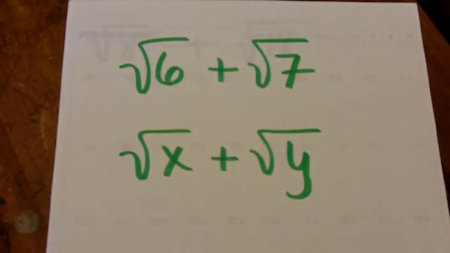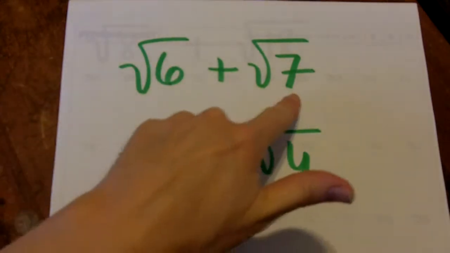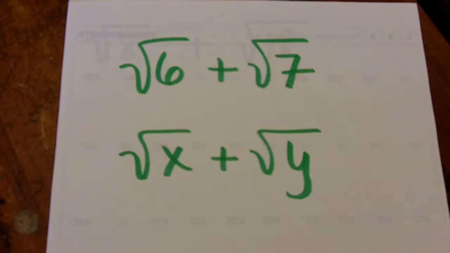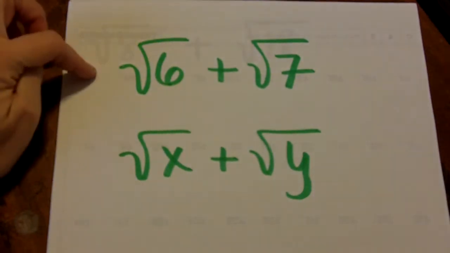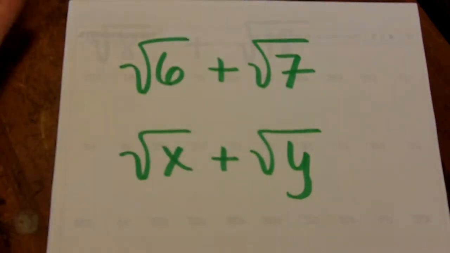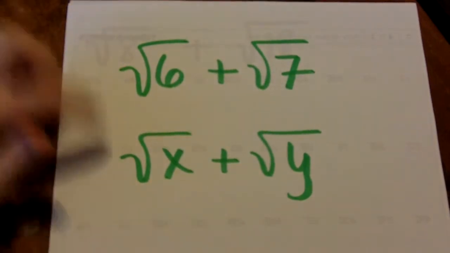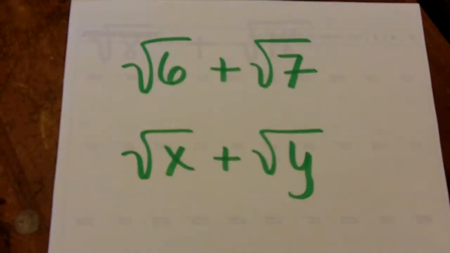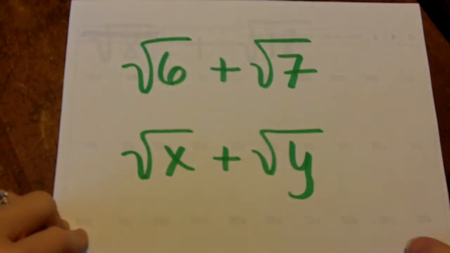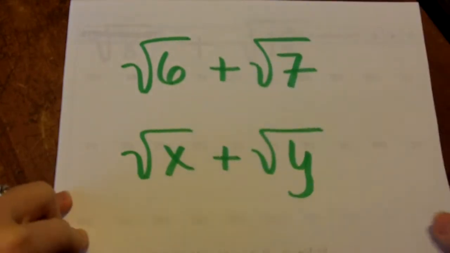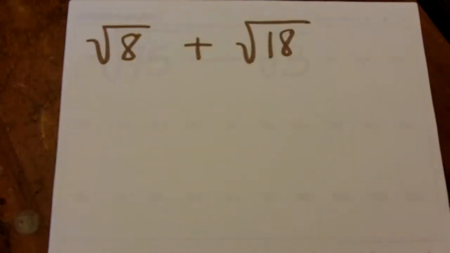Okay, if the radicals are not identical or your square roots are not alike, then you can't do anything with them. The square root of 6 plus the square root of 7 simply remain the square root of 6 plus the square root of 7. Likewise, the square root of x plus the square root of y is simply what it began with. You cannot simplify that further.